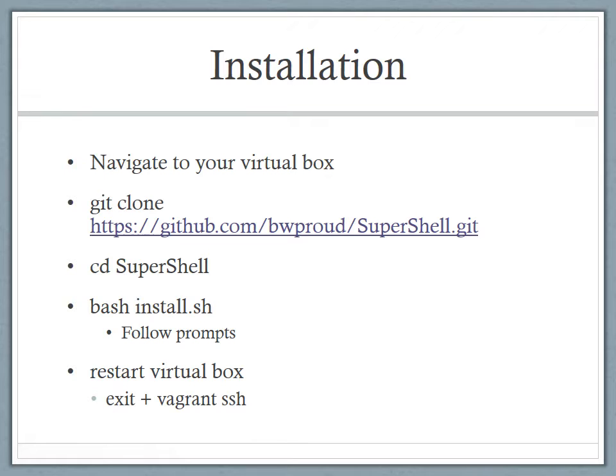And so the prompts is just going to be there's a user study form that you're going to need to consent to. And once you say yes to being involved in the user study, it will download all your prerequisite libraries that you need and then get everything configured for you. So all you have to do at that point is just restart VirtualBox. So exit and then vagrant SSH, and then you should be good to go.